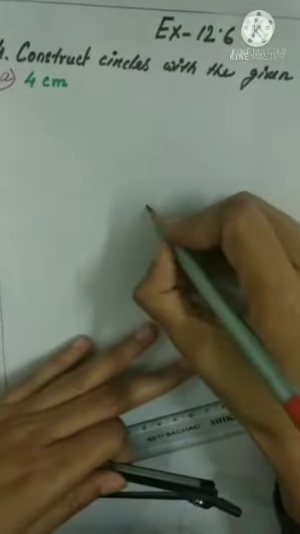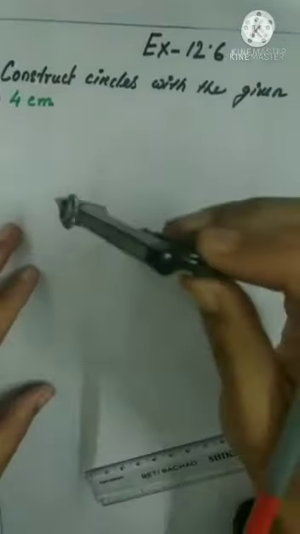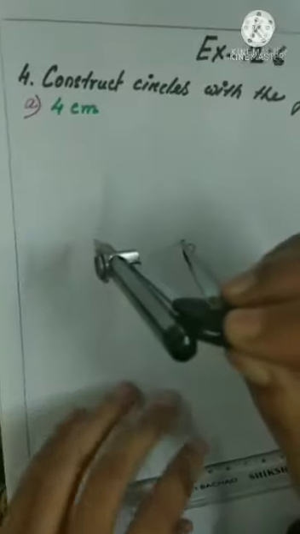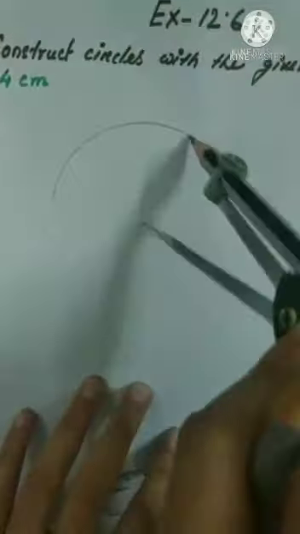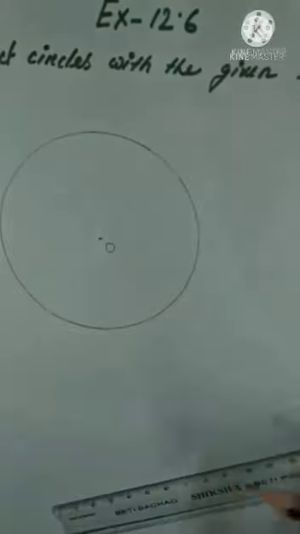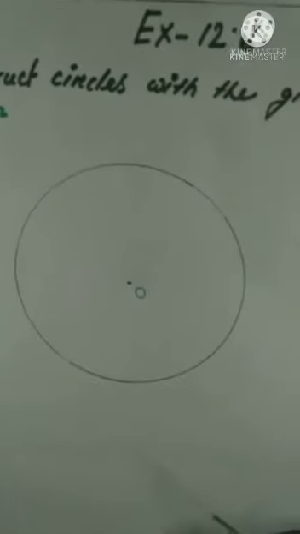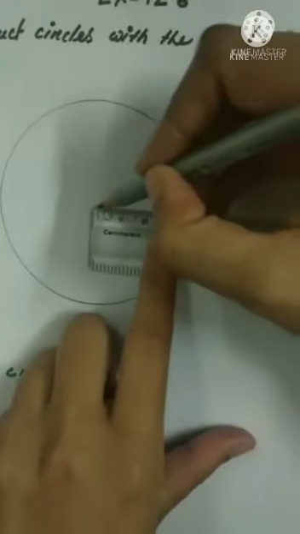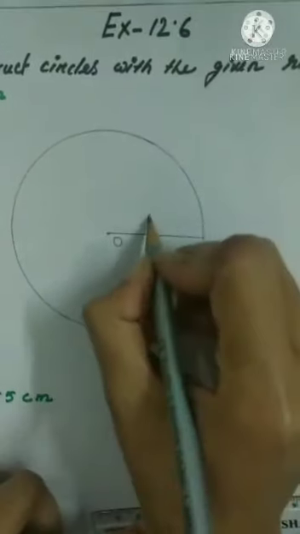Now, what we have to do? We have to mark a point O anywhere on the sheet of paper. So here, we will mark a point O. Okay. Now, we have to keep the compass needle fixed at point O. After that, moving the pencil arm we have to draw a circle of radius 4 centimeter. Alright students, this is the required circle of radius 4 centimeter.